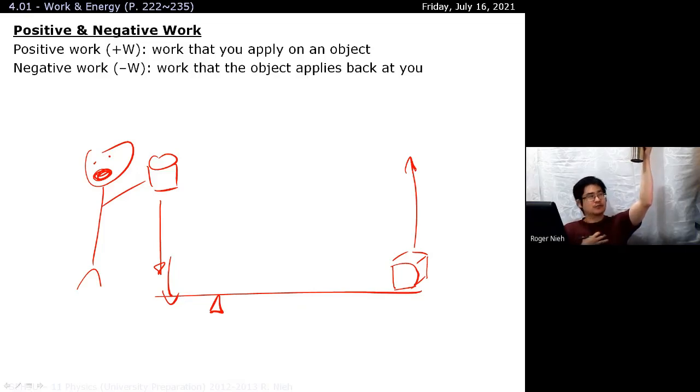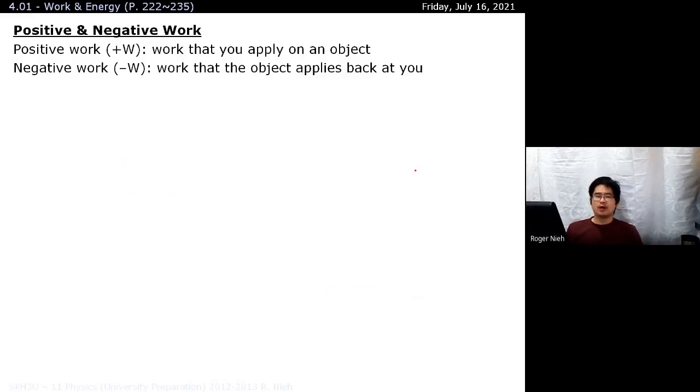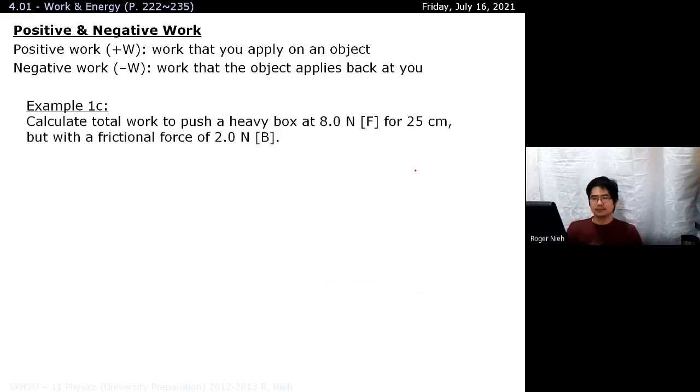But the inefficiencies of being a human being, yes, I'm going to probably lose more calories while I'm dropping down here. So even though it's doing positive work on me, which is technically correct, I'm doing negative work. I am doing negative work. So that's the difference between positive work and negative work. And friction, unfortunately, always performs negative work.